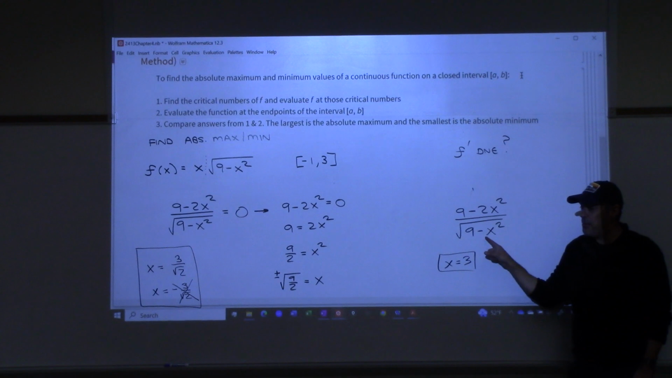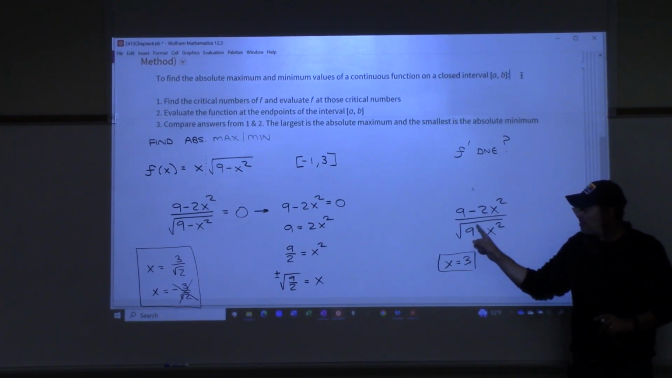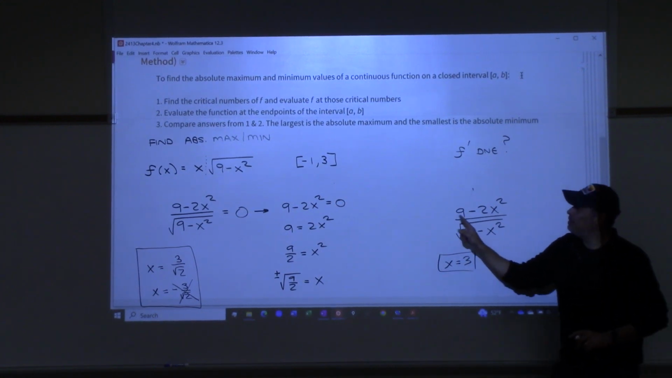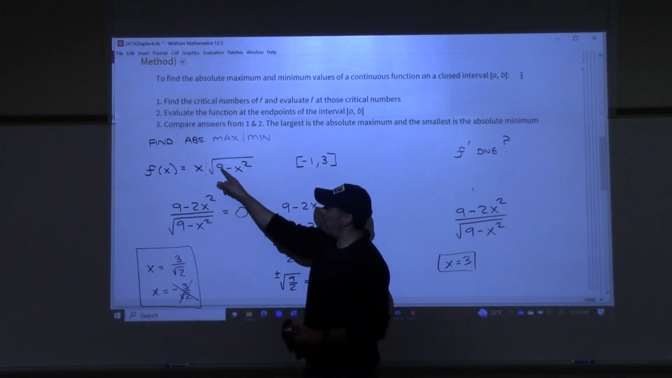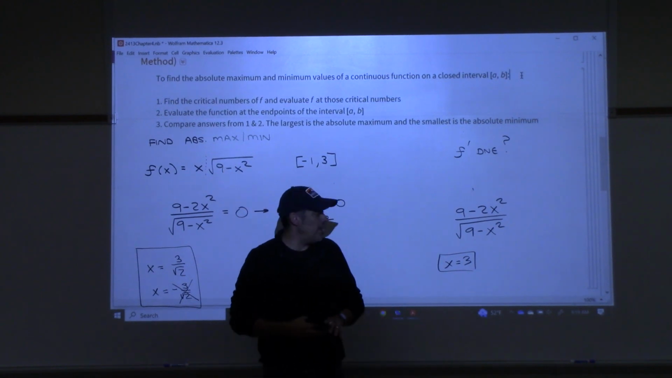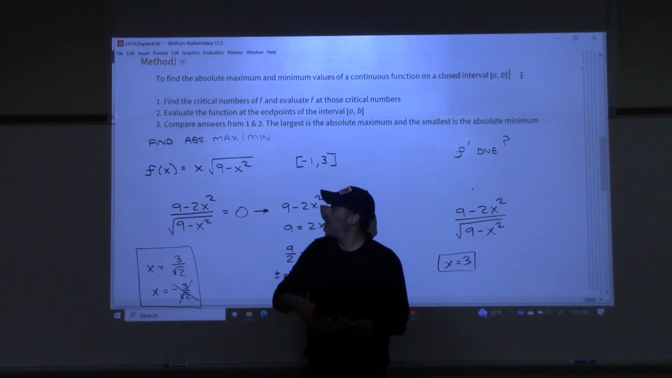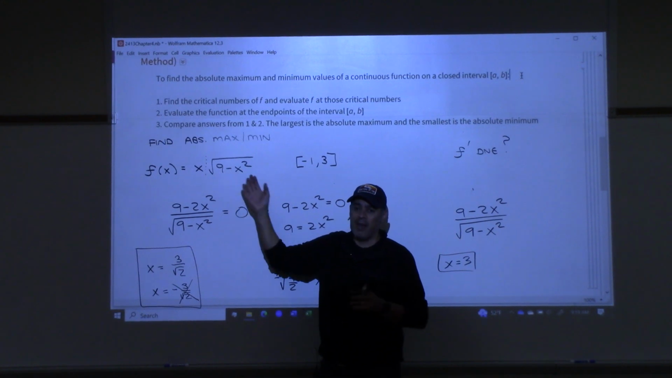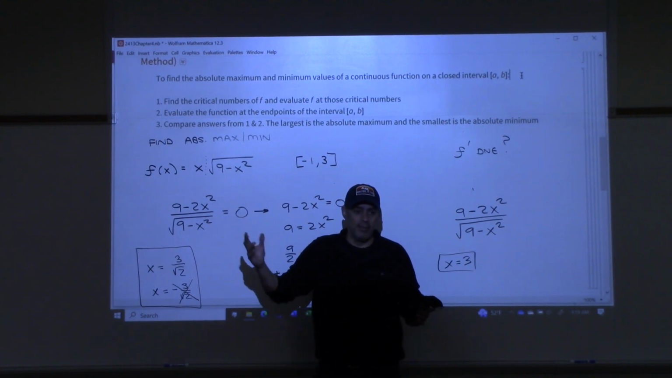Now, is there anything that would make this negative? A lot of things would make this negative, right? But just think about this for a second. If this is ever negative, then wouldn't this be negative? And then this wouldn't be defined. In other words, whatever makes this have a problem would also make this have a problem, which means that would not be in our domain.